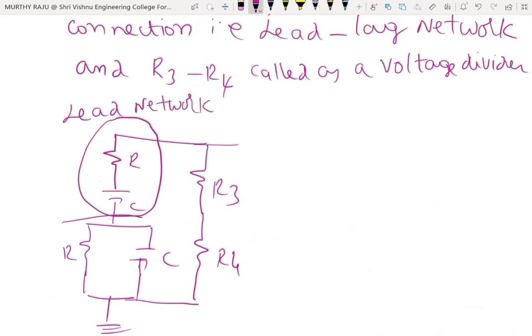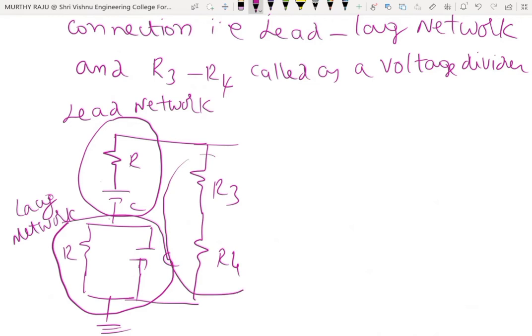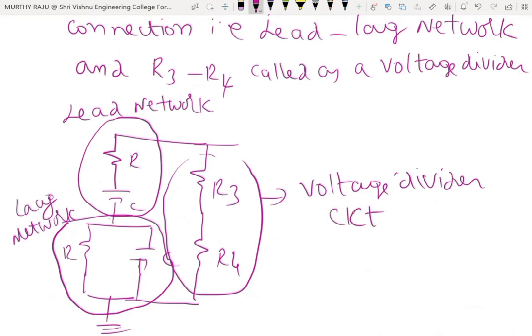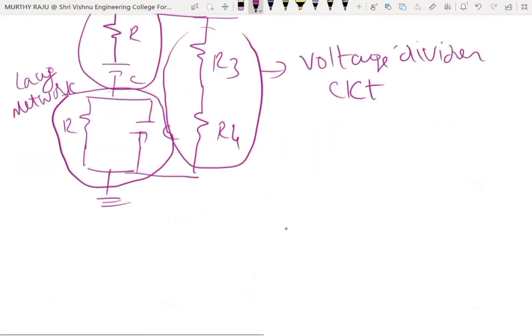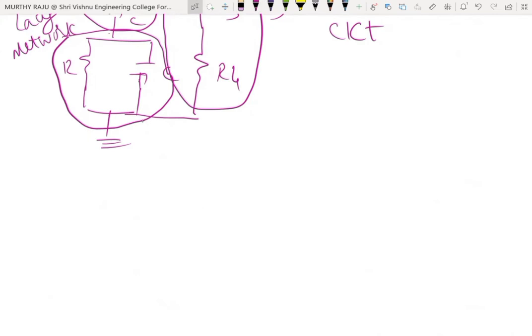This one is the lag network. Lead lag network. This one, R3 and R4, is called a voltage divider circuit. The entire network is called the feedback network.